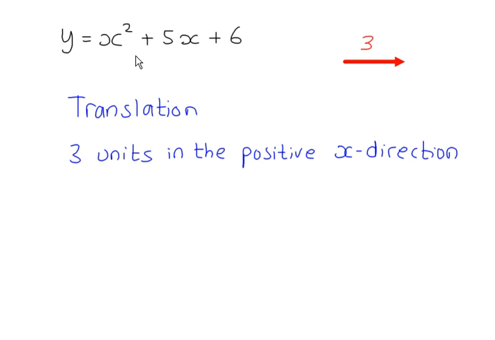The graph of y equals x squared plus 5x plus 6 is just a standard U-shaped graph. I'm going to apply a translation of 3 units in the positive x direction. So the whole graph moves to the right by 3 units. And we'll have a look at what happens to the graph, so looking at the sketch, and what happens to the equation once you've done the movement. So if you've moved the graph 3 units to the right, it should have a new equation. What will the new equation be?